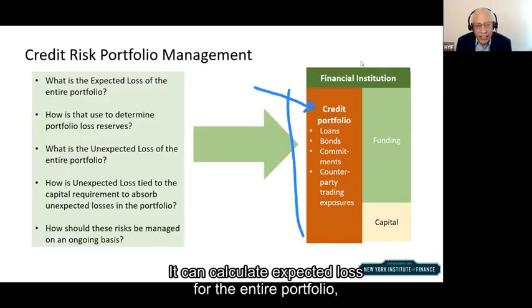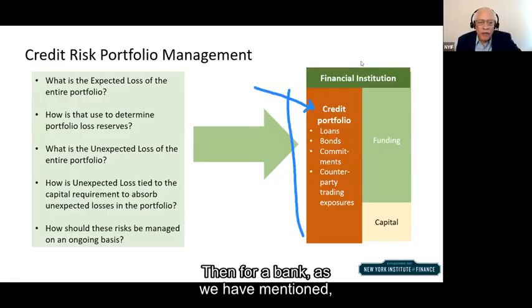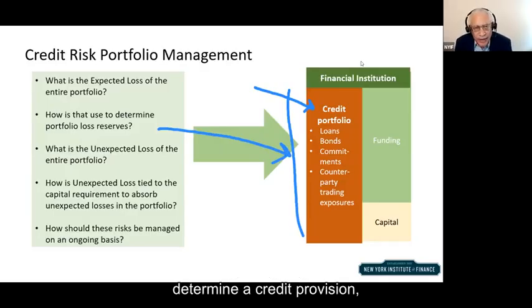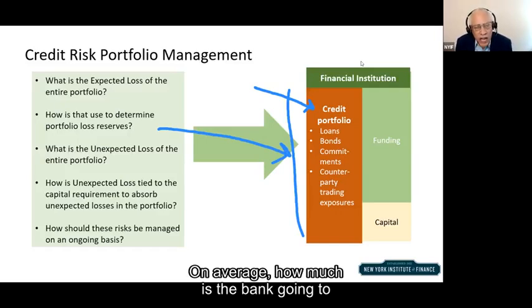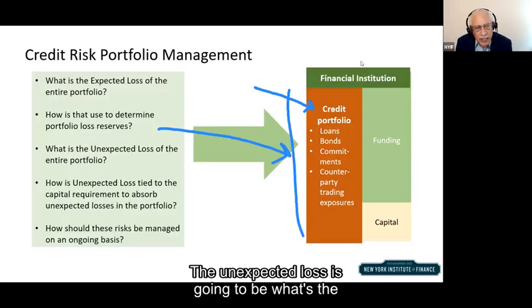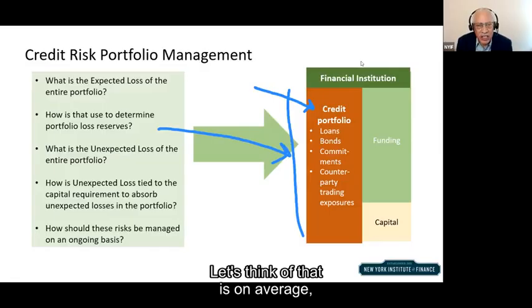It can calculate expected loss for the entire portfolio, and then it also can calculate unexpected loss. For a bank, as we had mentioned, the expected loss is going to help us determine a credit provision, a loan loss reserve. On average, how much is the bank going to lose as a result of credit risk in each year? The unexpected loss is what's the worst that it could lose with a certain probability because of credit risk. Here, this is on average. Let's think of that as what it could lose per year.